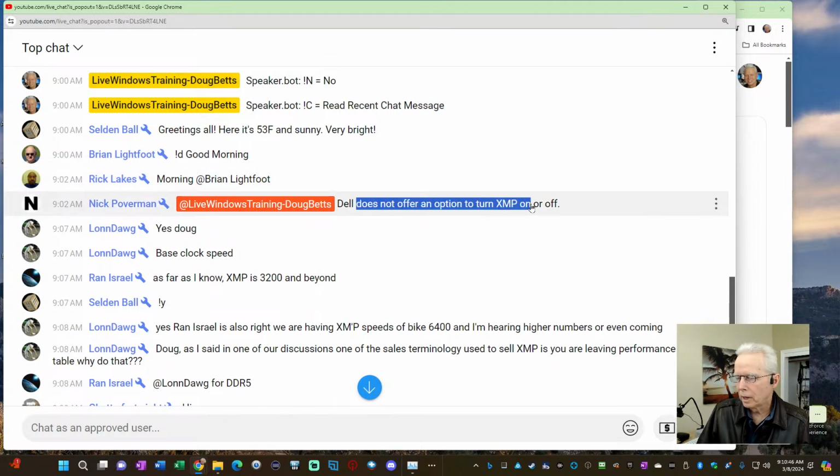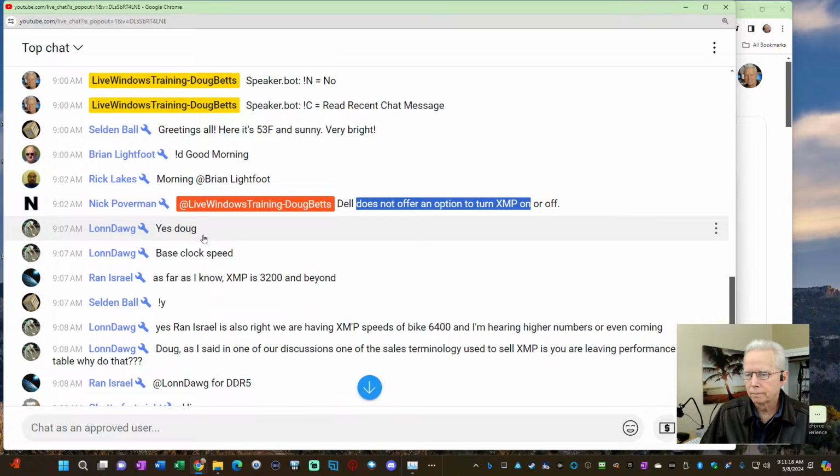Dell does not offer an option to turn XMP on or off. Oh, that's interesting. Really? Well, that Dell laptop I had here is no longer here. Do you know that to be the case for Dell, or are you saying that simply because you found that on one Dell computer? Have you found a policy published from Dell that says that, or is that your deduction based upon what you've seen on the computers that you have used?